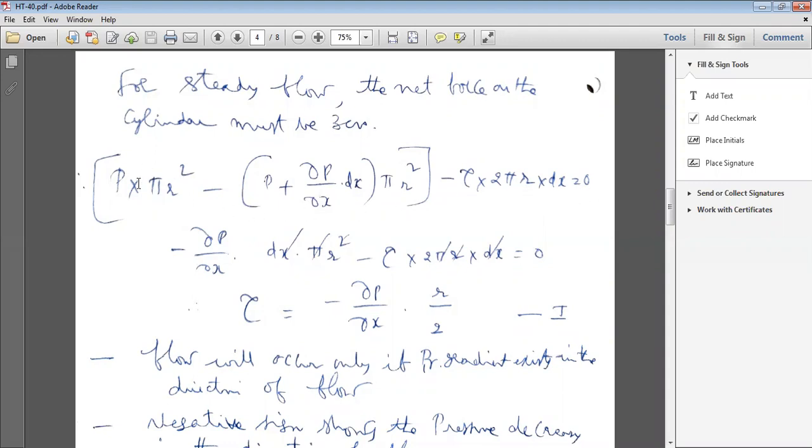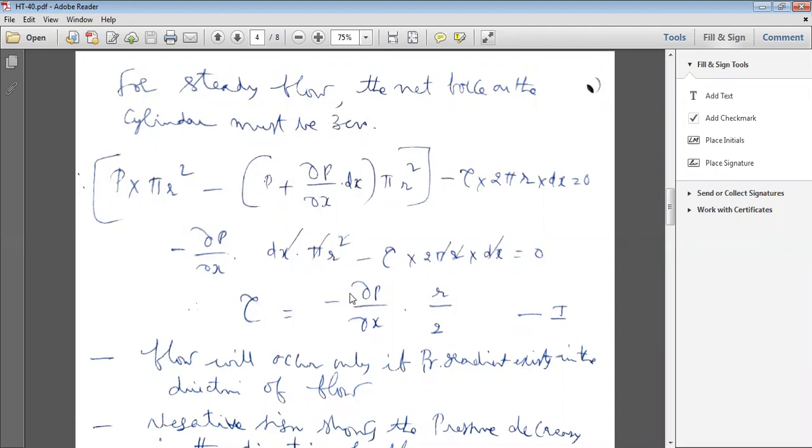So, force balance, net force balance is equal to 0. You're balancing the forces here. So P into pi r square minus P into pi r square get cancelled. Here what will be there? Minus dou P by dou x into dx into pi r square, minus tau into 2 pi r into dx is equal to 0.